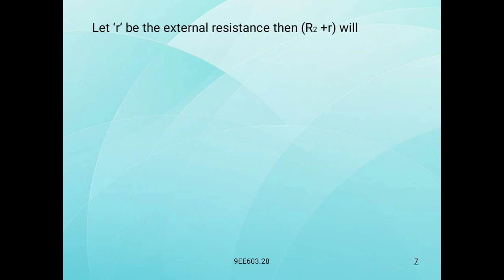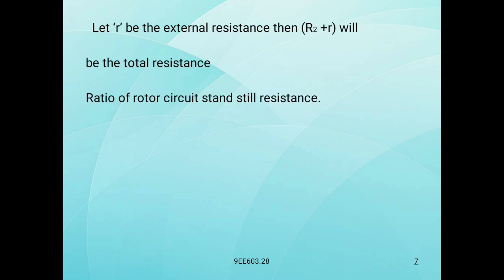Let R be the external resistance, then R2 plus R is the total resistance. The ratio of rotor circuit resistance to standstill reactance, A, is equal to R2 plus R by X2, which is equal to 0.5.